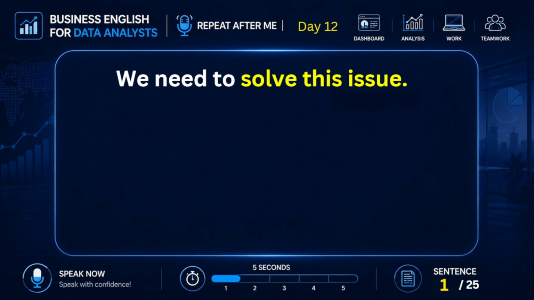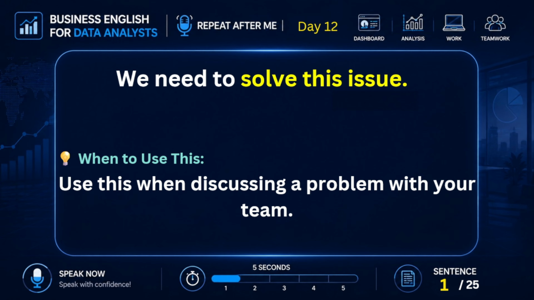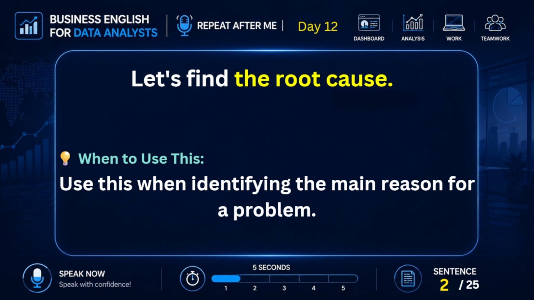We need to solve this issue. Use this when discussing a problem with your team. Let's find the root cause. Use this when identifying the main reason for a problem.